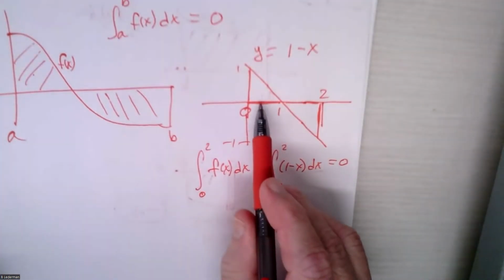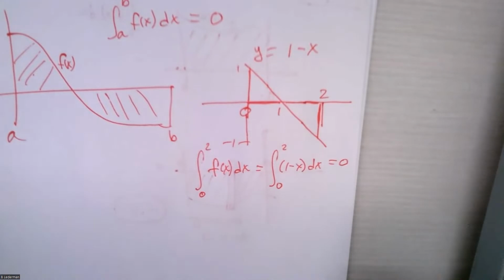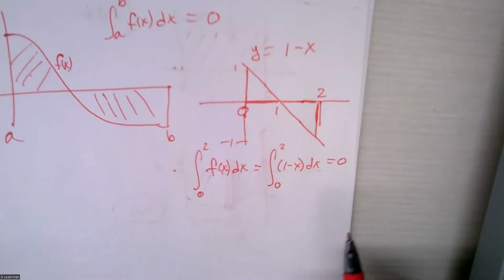Now, does that mean that if I asked you how much paint you need to paint that, you need no paint? If I ask you how much carpeting you need to carpet that, you need no carpet? No. The physical area exists. The physical area is whatever it is. But the integral is not necessarily the physical area.